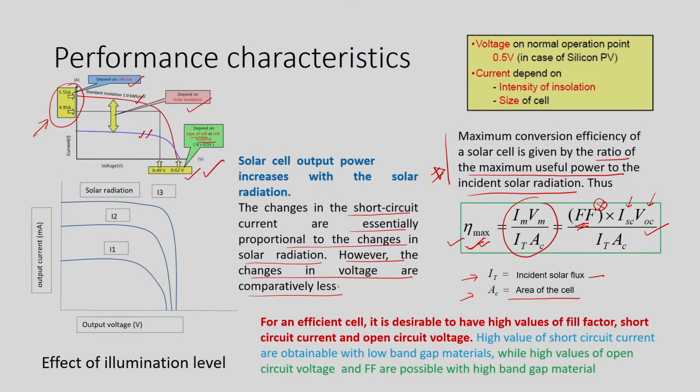Now interestingly, you can notice that high values of short circuit current are obtained with low band gap material, while high values of open circuit voltage and fill factor are possible with high band gap material. So, we have to make some kind of compromise. Otherwise, we can see how the efficiency varies with band gap, then we can pick the best band gap for maximum energy conversion. That also we will discuss in the coming slides.